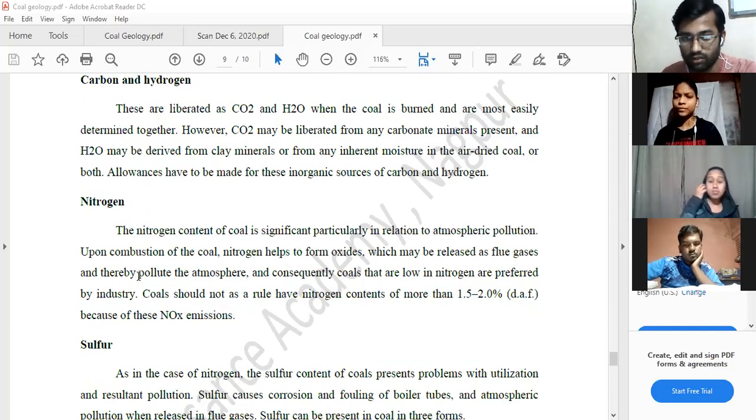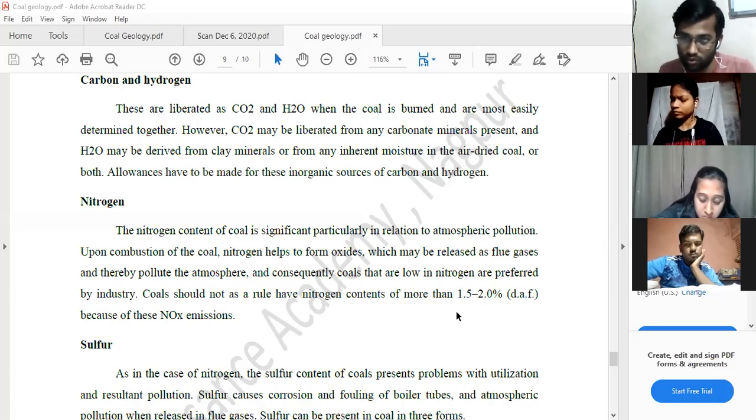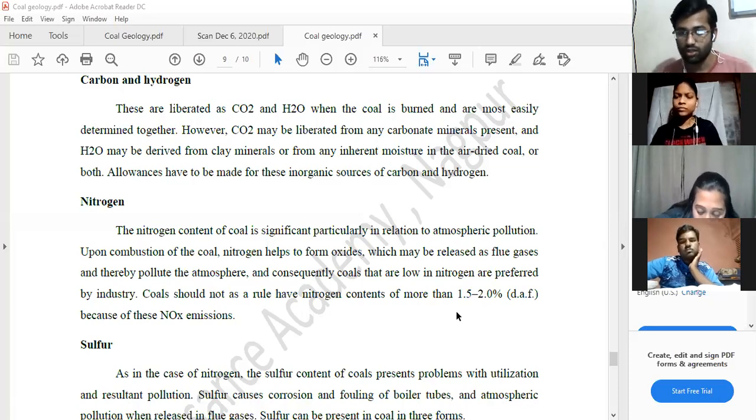Then we'll go for nitrogen content. If you are burning the coal, you'll get nitrogen oxides, and some nitrogen oxides are hazardous. So for this reason we need to analyze for nitrogen content of coal. If you are burning such a coal in your plant, in which you have high nitrogen content, automatically your environment will get polluted.